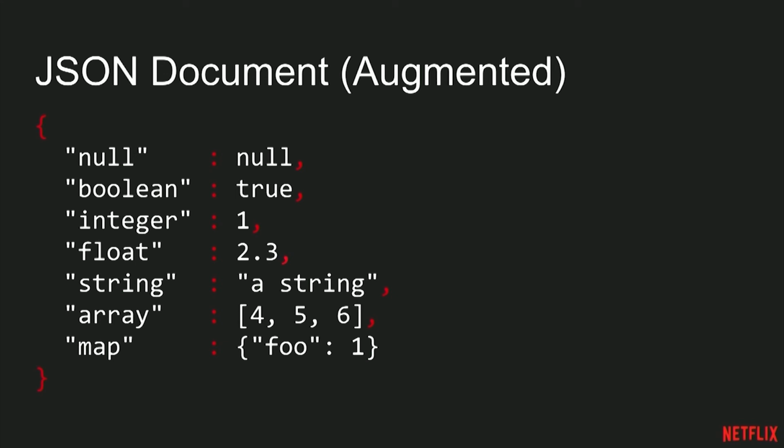Those were the scalars. This is the composite types, where you have an array and you have a map. So the array can store any one of these 7 types in it, and maps are a string to any one of these 7 types. So it can be any type in there. It's not strongly typed.